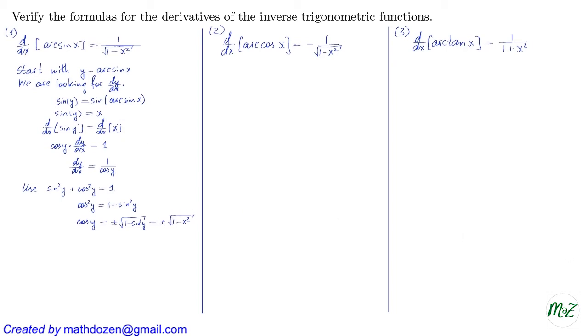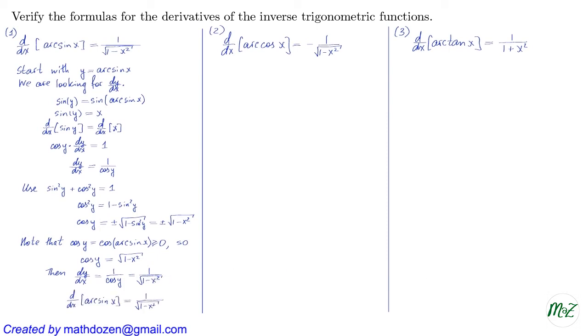Okay, so now to choose what actually happens, we see that cosine y is the same as cosine of arc sine x, since y is arc sine x, and cosine of arc sine x is always a non-negative quantity. So out of those two signs, only the positive one makes sense in this situation. So cosine y is actually equal to the square root of 1 minus x squared in this context. And then for the formula for dy over dx, it's 1 over cosine y, which is the same as 1 over square root of 1 minus x squared. So we verified the identity we wanted to see.